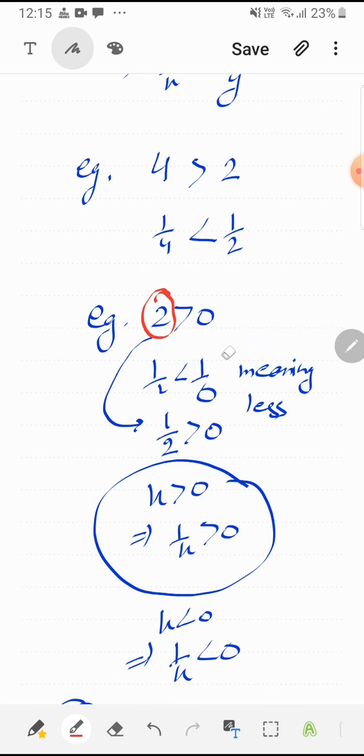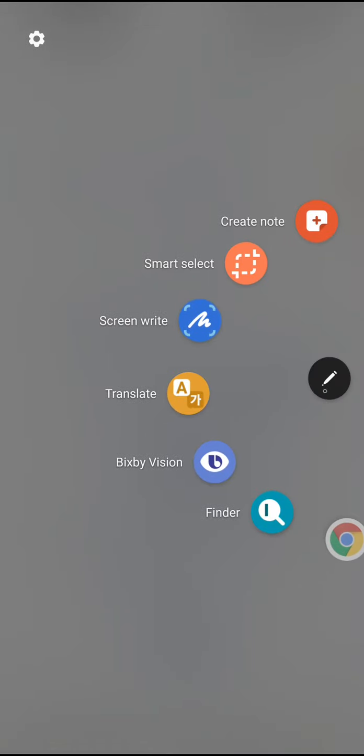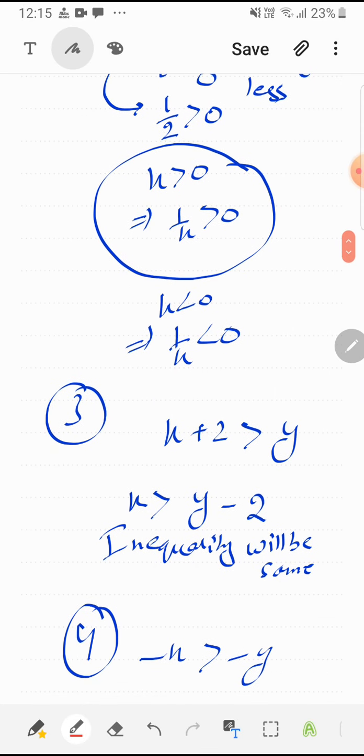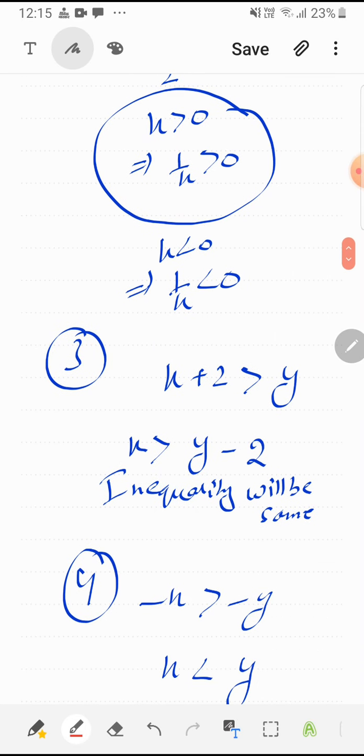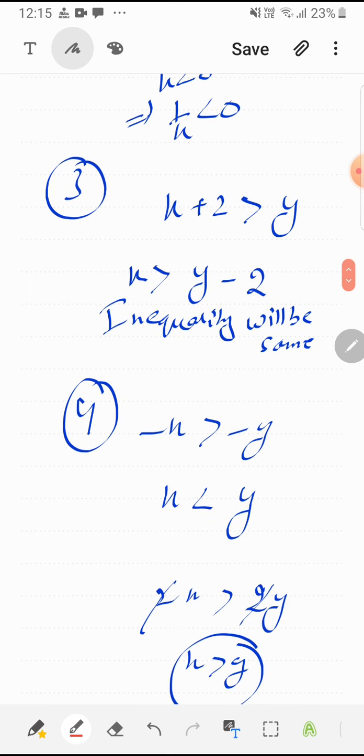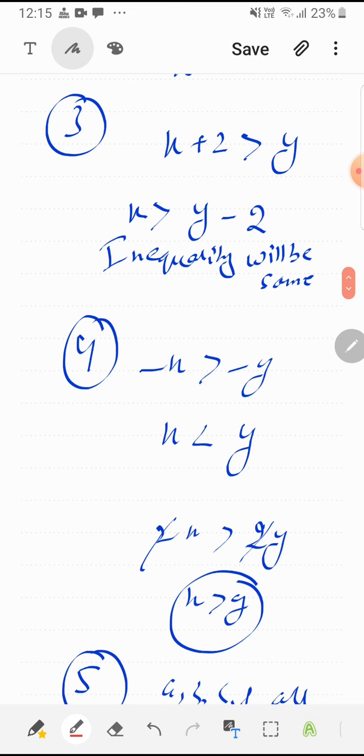Next, suppose x plus 2 is greater than y and 2 is shifted to the right hand side, then the inequality will be the same. There is no change in the sign. The inequality will be changed if there is multiplication with a negative sign. A common mistake done by students: whenever minus x is greater than minus y and we say the negative is cancelled, sometimes we don't change the inequality, but the inequality will be changed.